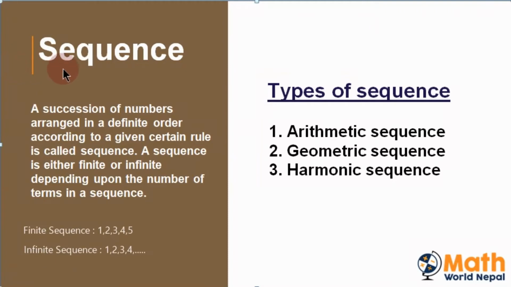In this session, we're going to learn thoroughly about sequence and its types, series and its types, and finally, progression and its types. Sequence. A sequence is a list of items or objects which have been arranged in a sequential way. A sequence is either finite or infinite. An example of finite sequence is 1, 2, 3, 4, 5, and an example of infinite sequence is 1, 2, 3, 4, dot.